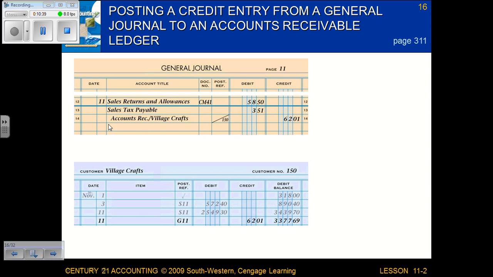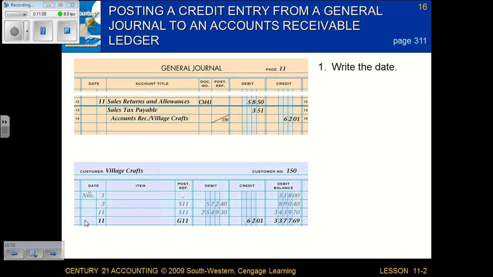So this one, it looks like Village Crafts had charged something to us, and now they've come in and maybe returned $58.50 of it, plus a $3.51 credit. So we add those two together. The total between the item and the sales tax was $62.01, so that's what they expect to have taken off of their bill. That's what we're going to do here.